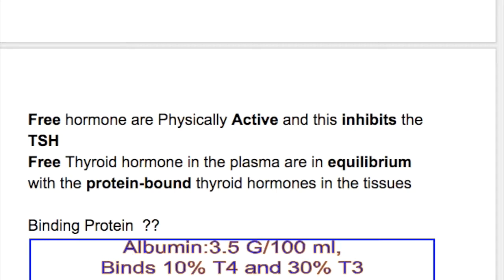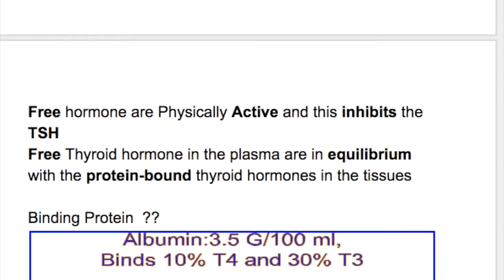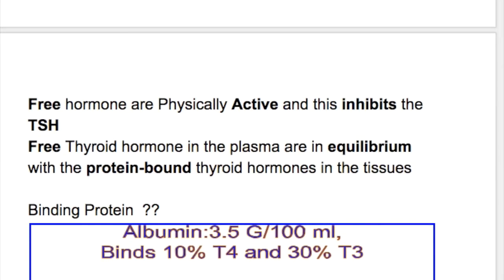The maximum amount of thyroxine binds to thyroid binding globulin, which is about 1 to 2 mg per 100 ml, and more than 80% of the hormone binds to thyroid binding globulin, whereas albumin, which is the largest in quantity, 3.5 gram per 100 ml, binds 30% of T3 and 10% of T4, whereas prealbumin binds very little T3 and 10% of T4.